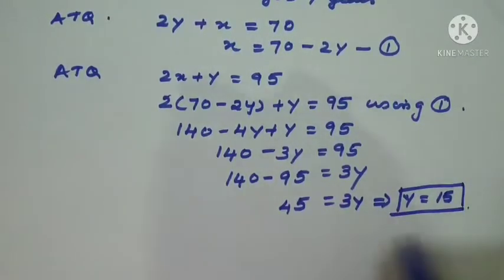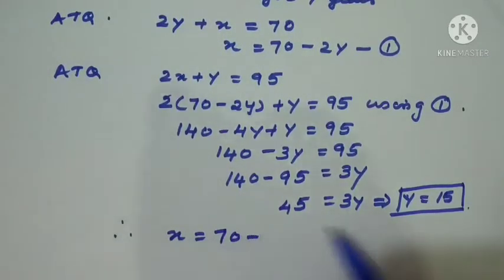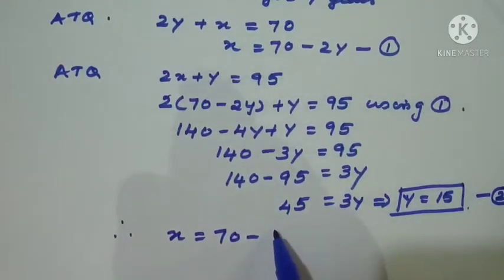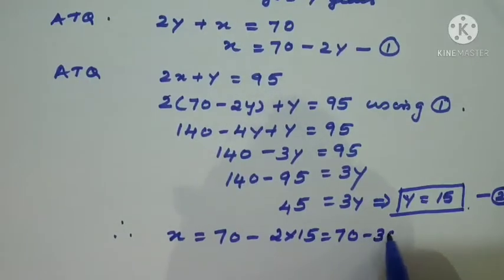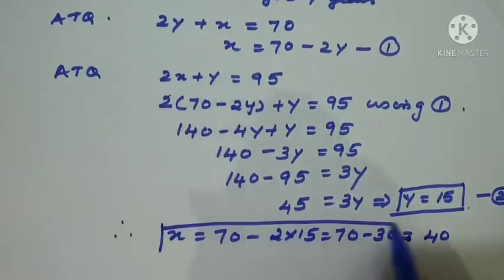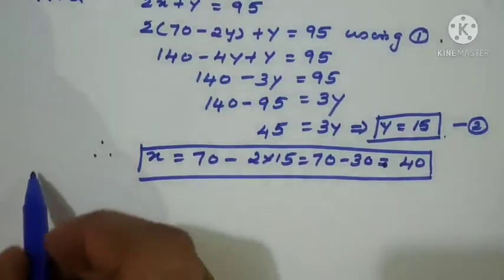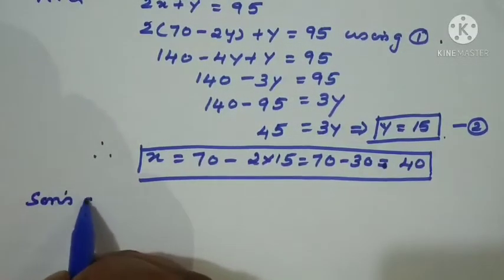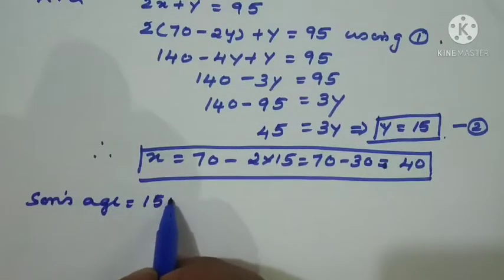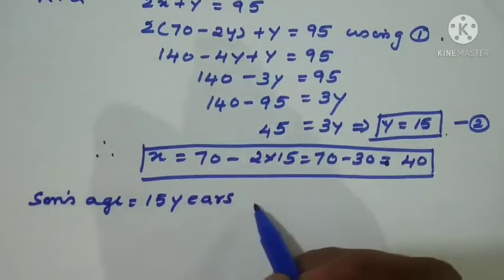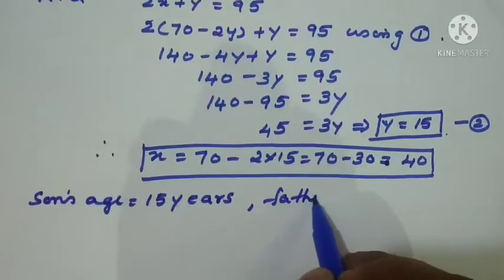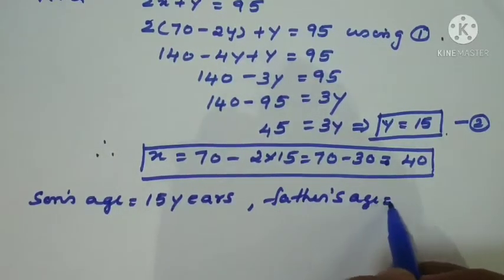y means son's age, right? Therefore x equal to 70 minus 2y, 2 into 15, equal to 40. So what is the conclusion? Son's age equal to 15 years. Father's age is equal to 40 years.